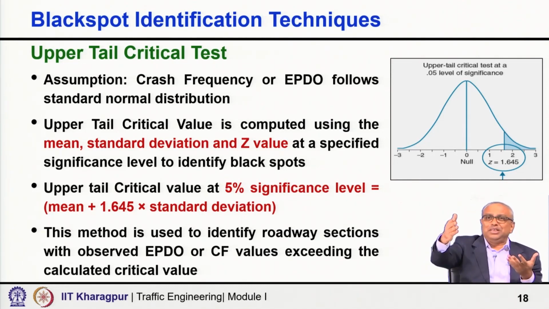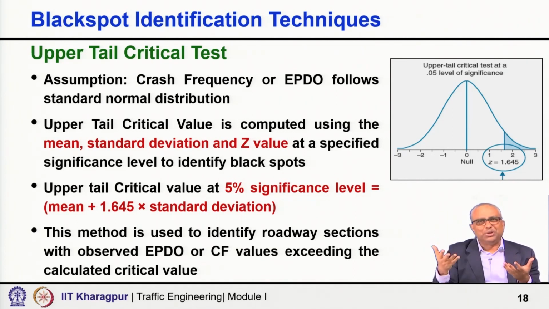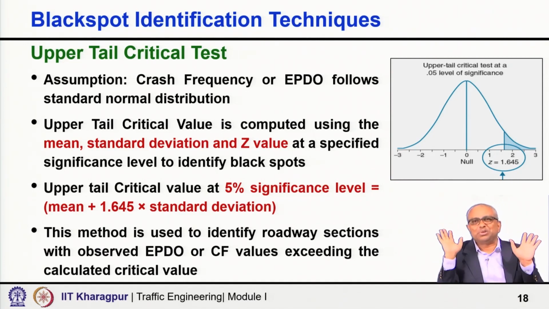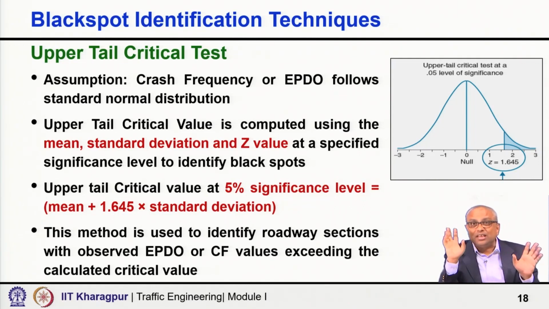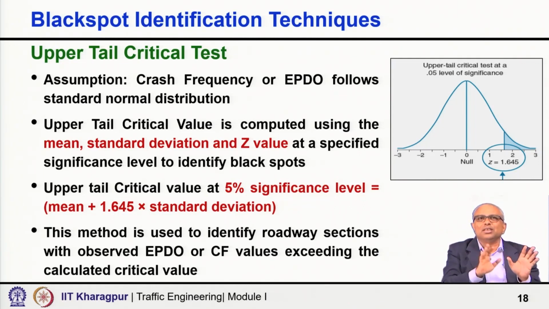So, the crash frequency or EPDO follows a standard normal distribution. The normal distribution is always random and described by a suitable distribution, but what is assumed is that it is following the normal distribution. And then the upper tail critical value is computed using the mean, standard deviation and the z value at a specified significance level for identifying the black spot.